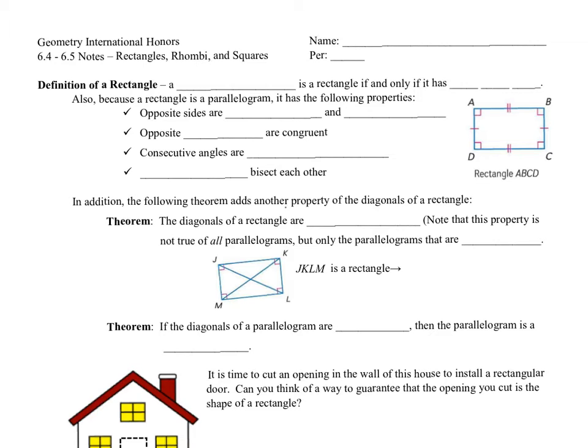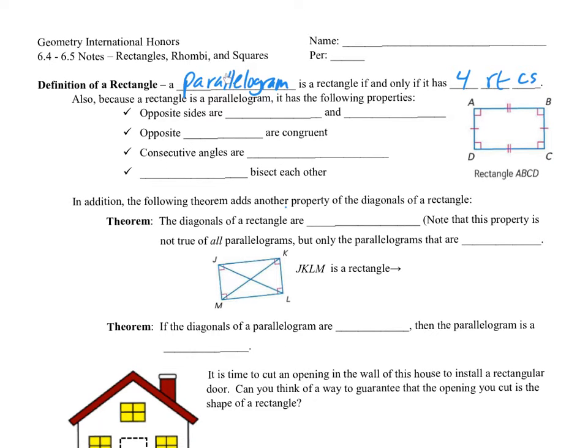Definition of a rectangle. A parallelogram is a rectangle if and only if it has 4 right angles. All right, so not every parallelogram is a rectangle, only those that have 4 right angles.